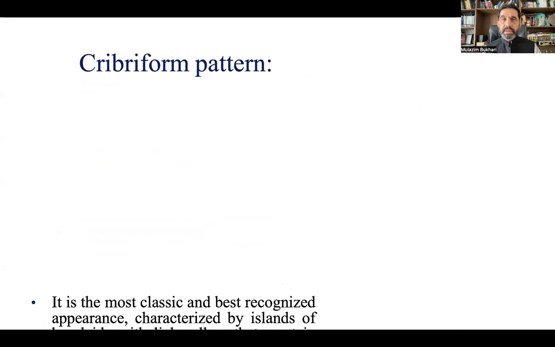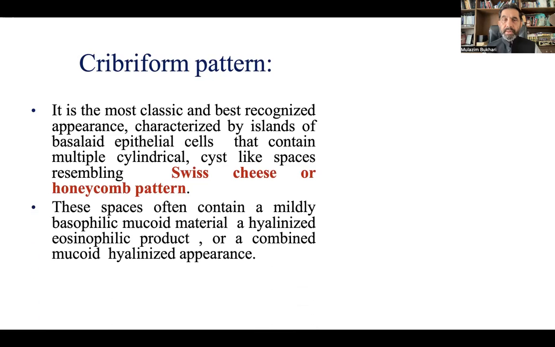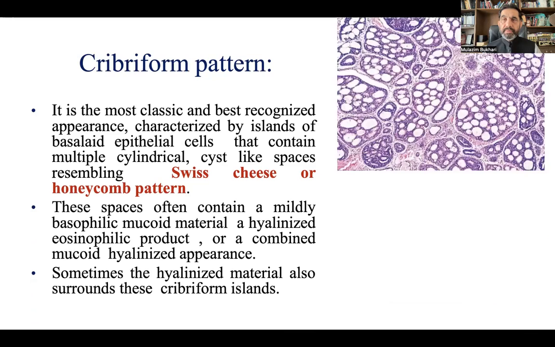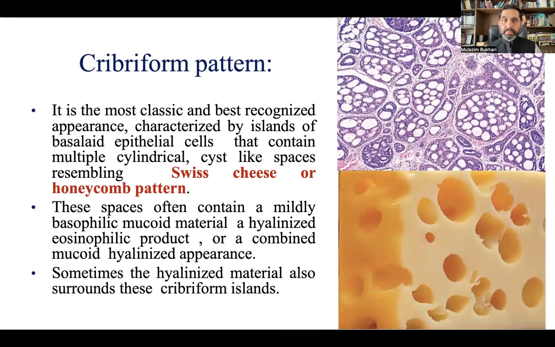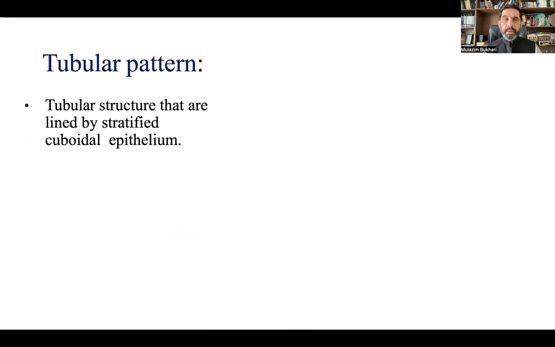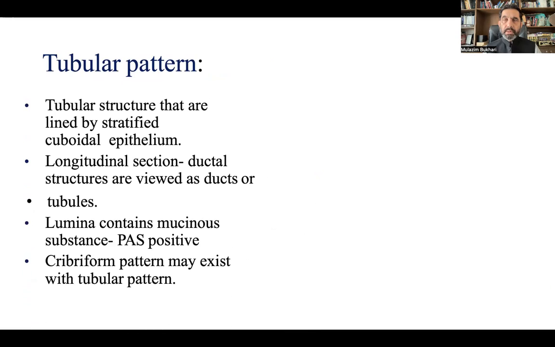The prognosis of the patient depends upon the pattern which is predominant. This is the classical pattern of the cribriform pattern. They are interlacing tubules, just like smaller cysts, giving a Swiss cheese appearance or honeycombing appearance. The tubular pattern is also seen there, long tubules intercommunicating with each other, with luminal mucinous stains.